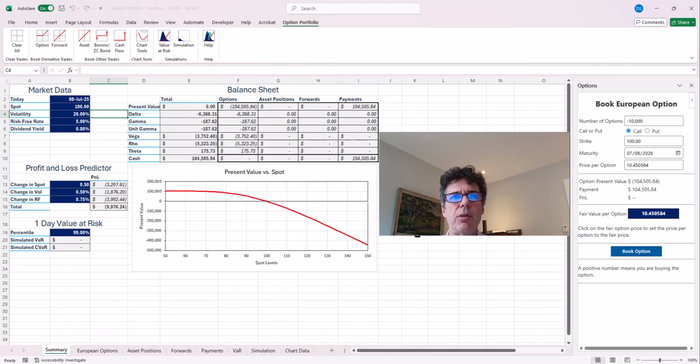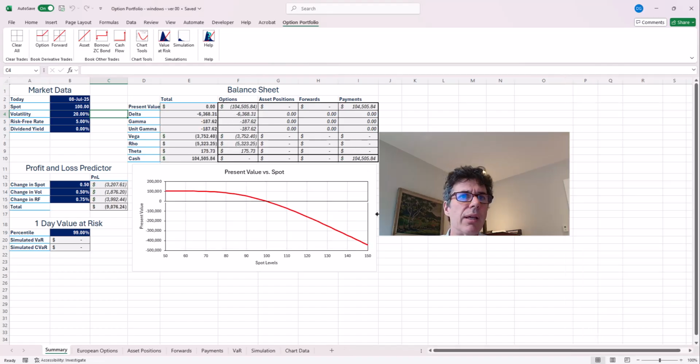We book the option. Okay, so this is a picture of the present value of this position for different levels of the asset price, 50 up to 150. And again, this is just using the Black-Scholes-Merton formula to do this calculation. Now, this balance sheet shows us present value of our position, the delta, the gamma, what I call the unit gamma, which again, given spot's 100, it's also 100. The unit gamma is what's the change in delta for a 1% change in the asset price. Vega, rho, theta, cash balance.